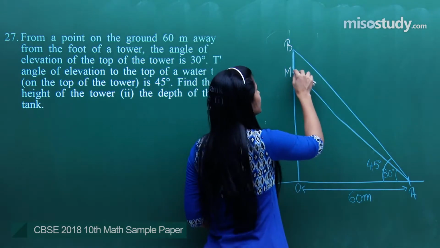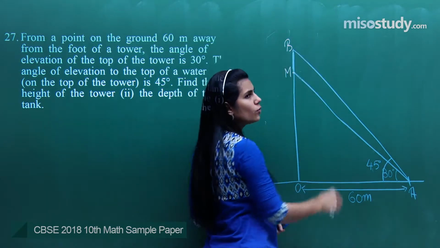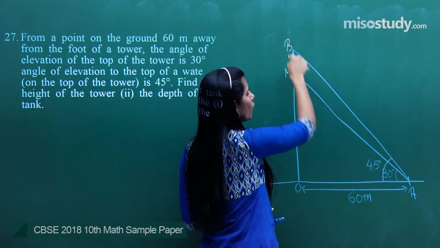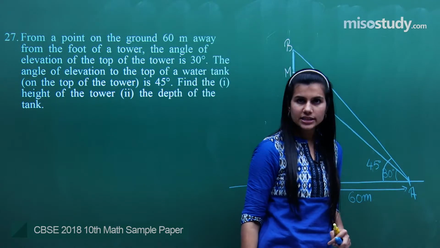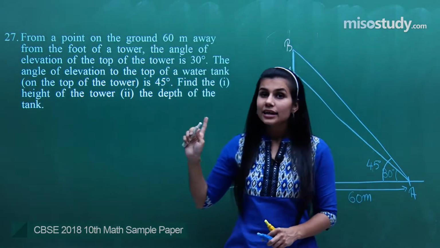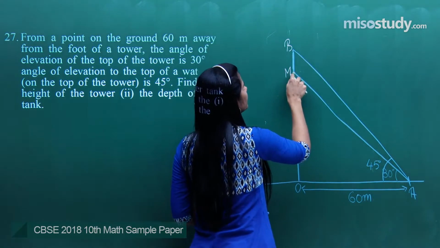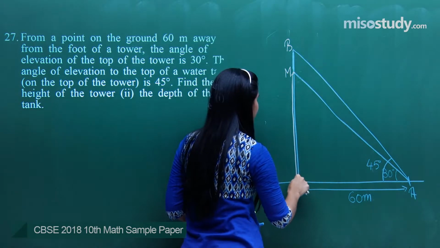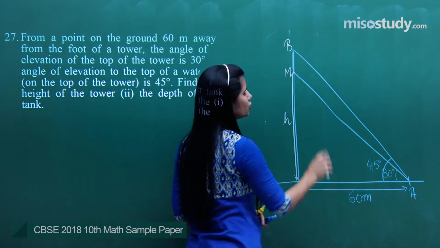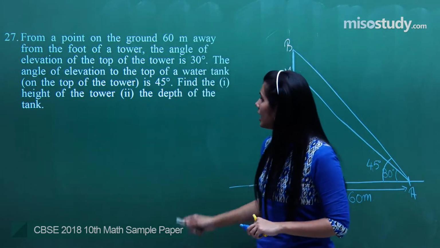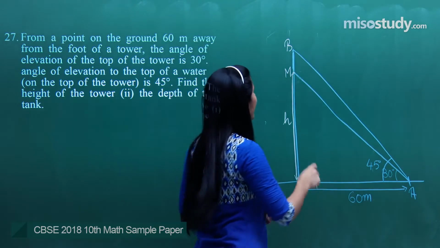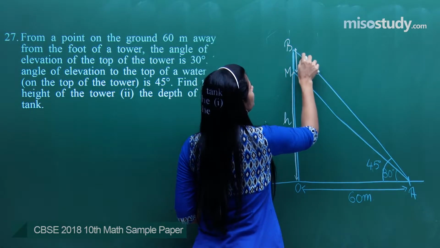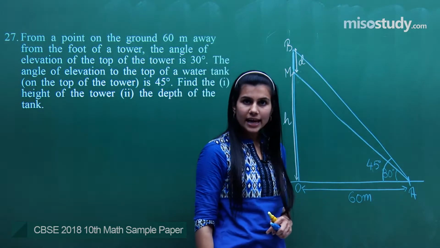Now this is the highest point of the tower over which the water tank is kept, and from the same point the angle of elevation to the top of the water tank is 45 degrees. And then the question is, find the height of the tower. Now from here the tower is starting, so till the ground level is the height of your tower and the depth of the water tank. So completely from B to M is your depth of the water tank.